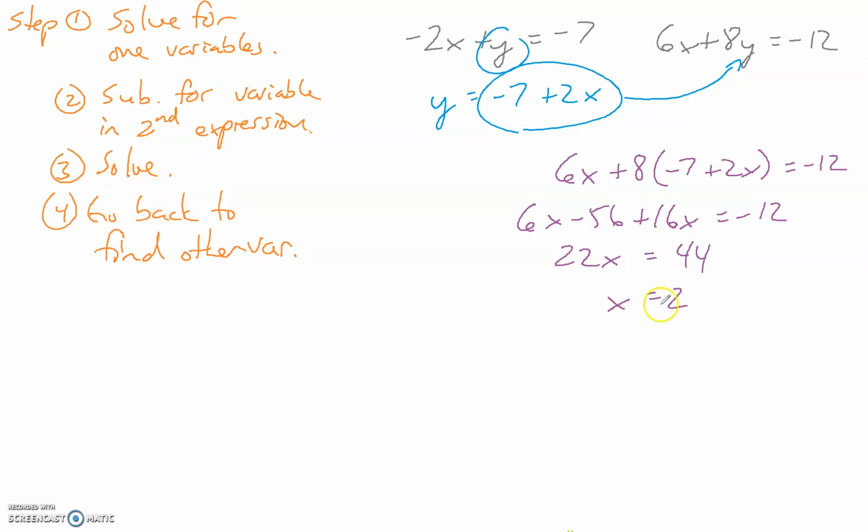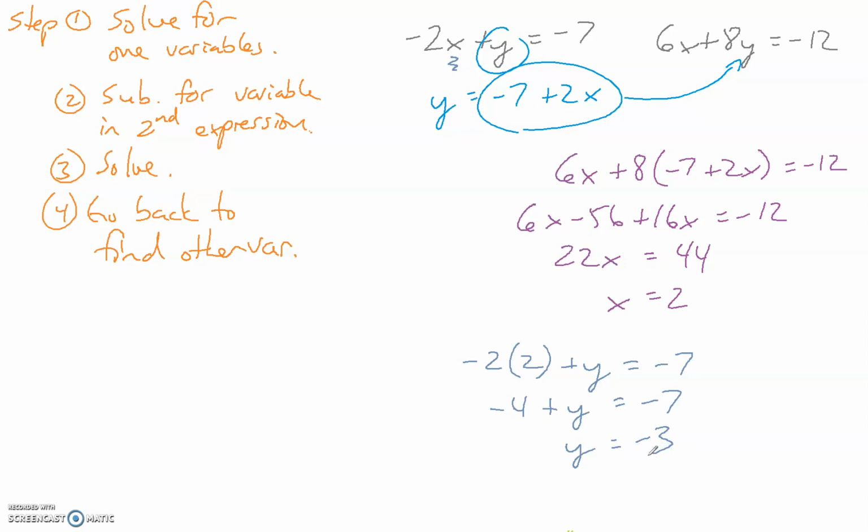And now what I can do is take that value of 2 and go back to one of the original expressions. It doesn't matter which original expression you choose. It'll be the first one, the second one, doesn't matter. And I can use that to solve for my other variable. So I'm just going to use this one, it's a little bit simpler. I've got negative 2 times my x value, which is 2, plus y is equal to negative 7. So negative 2 times 2 is negative 4, plus y is equal to negative 7. I'm going to add 4 to both sides. That's going to cancel out here, and I'll get y is equal to minus 3. So y is equal to negative 3.